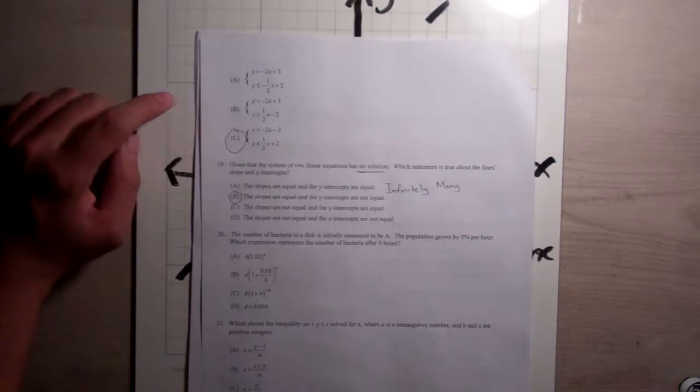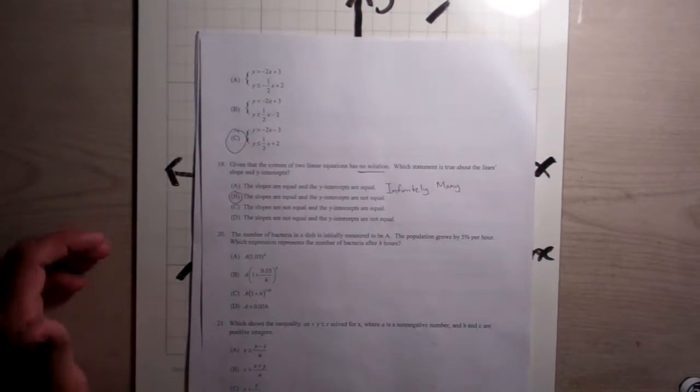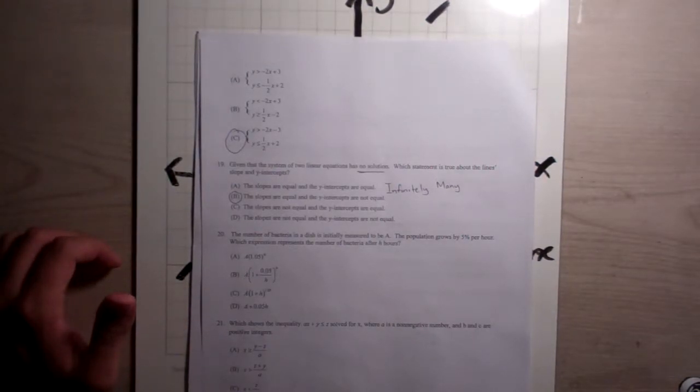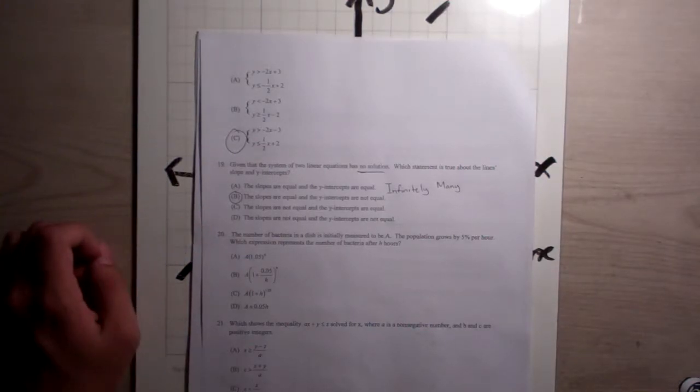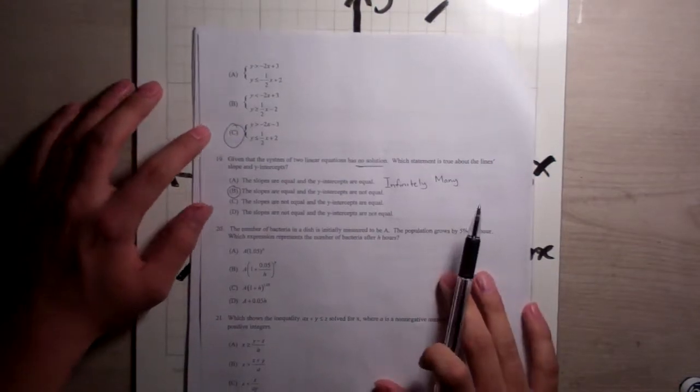Alright, moving on to number 20. Just reading the problem, this looks like it's going to be a geometric sequence or exponential problem. So if I look at number 20, the number of bacteria in a dish is initially measured to be A. Okay, so we're not given a number, we're just given a variable. The population grows by 5% per hour, so we're getting a time constraint. Which expression represents the number of bacteria after h hours? Okay, so this definitely sounds like exponential growth.